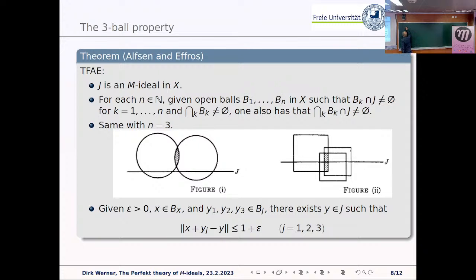What do we have to verify? Given these data, we have to find some y satisfying these inequalities. Now I will try to explain by drawing something, and I will actually only draw one yj, because otherwise you won't see much anyway.